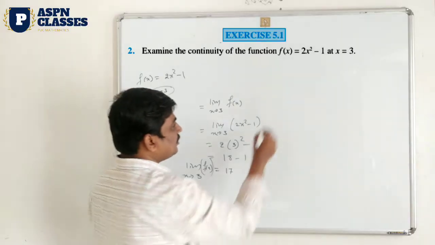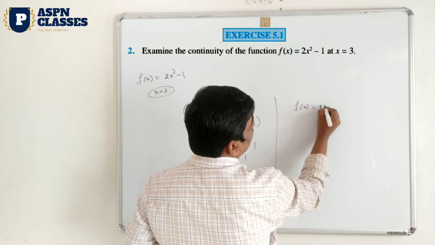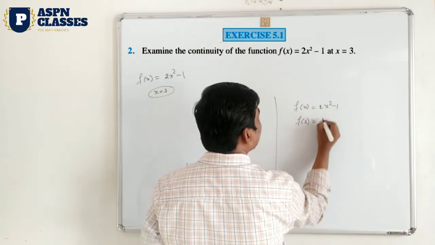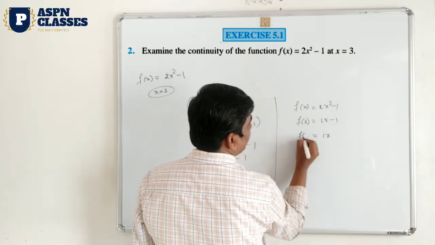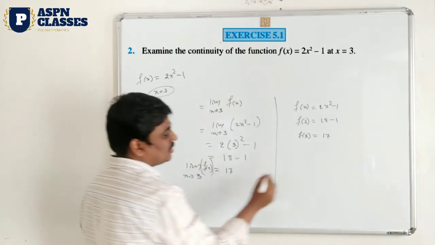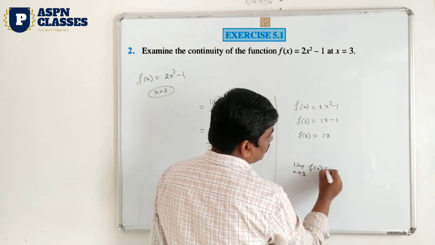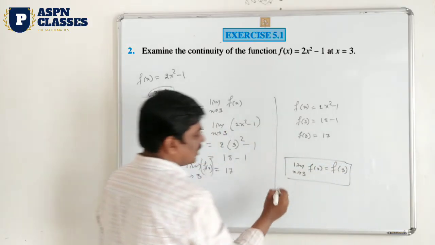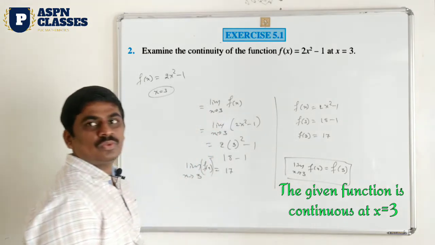Correct. Now you have the limit, then you check the function. f of x is equal to 2x square minus 1. Then f of 3 is equal to 3 square, again 9, and 9 into 2 is 18, minus 1. It means you get the answer 17. So the f of 3 answer and the limit answer are both the same. Therefore the conclusion: limit of x tends to 3, f of x is equal to f of 3. These two answers are the same. Therefore the given function is continuous at x equal to 3.